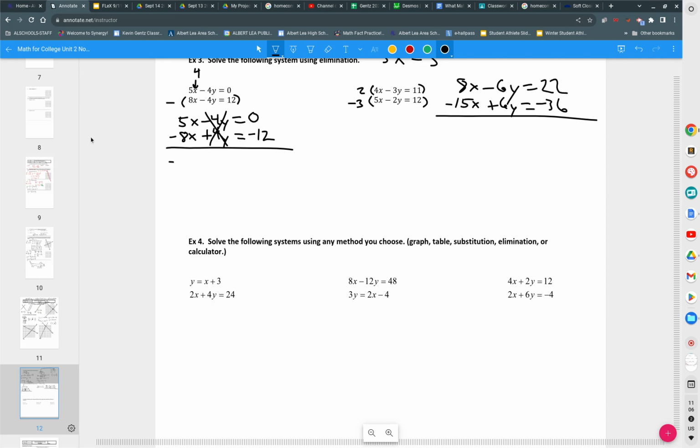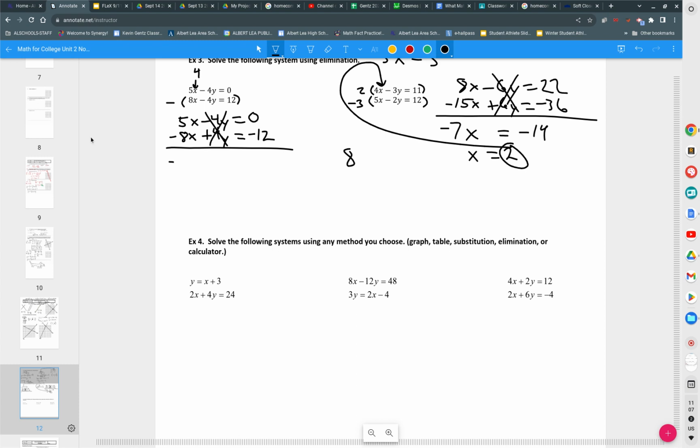I add them together and I get negative 7x. Notice how the 6y's go away just like I wanted them to, and that's equal to negative 14. If you divide by negative 7, x is equal to positive 2. Got to find your second point, so you can take 2 and plug it back into one of these equations.